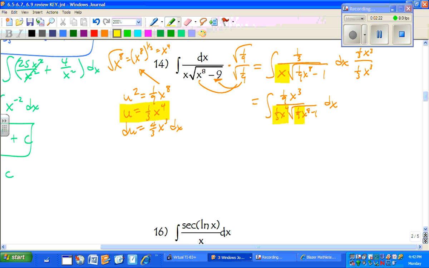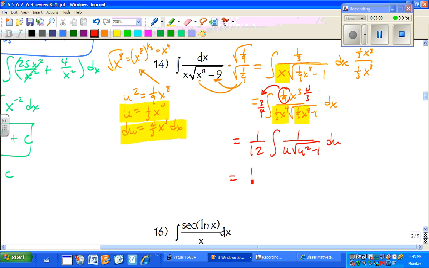So now we can see we've got u here, we've got u squared. The only thing we're missing is du. We've got the dx, we've got the x cubed. 1/9 is not what we want there. So we can bring that out in front, multiply the inside by 4/3, outside by 3/4. So 1/9 times 3/4, we end up with 1/12. Times the antiderivative, all of this stuff up here becomes our du. We have 1 over u times the square root of u squared minus 1 du. So the antiderivative of this whole thing is inverse secant of u, which is 1/3 x to the 4th, plus c.